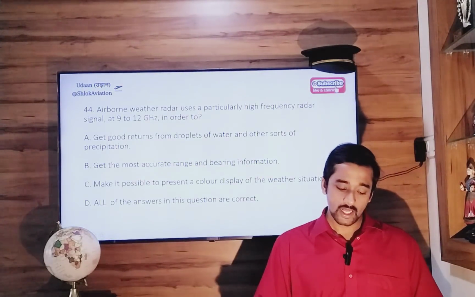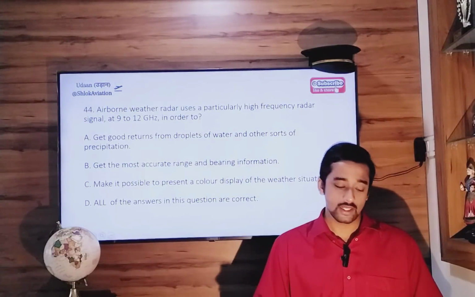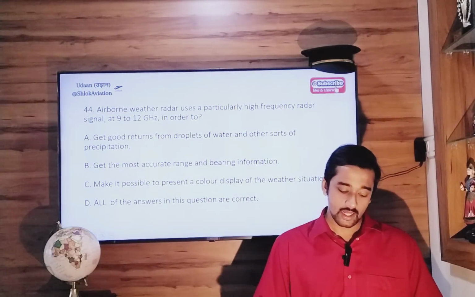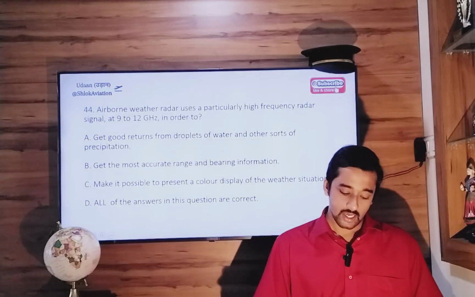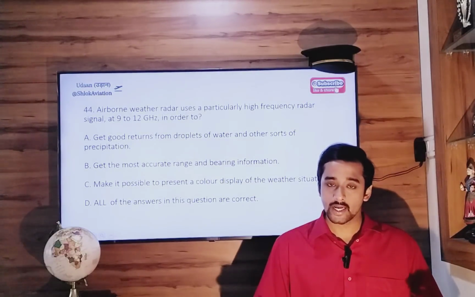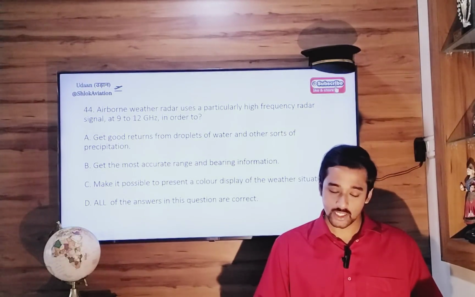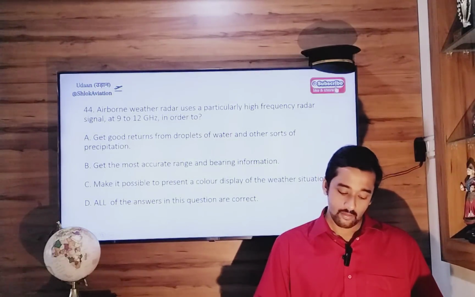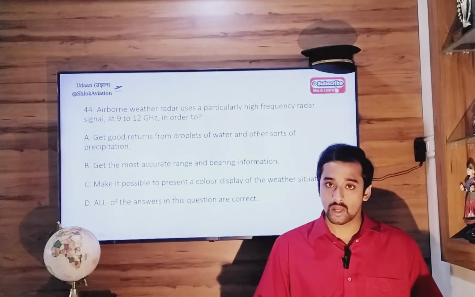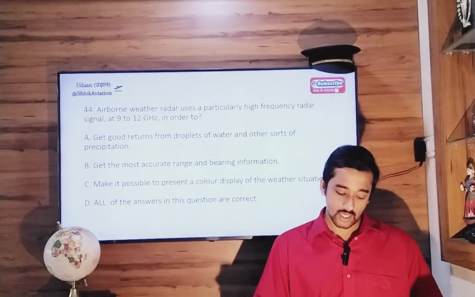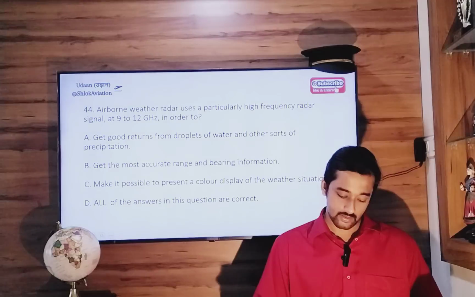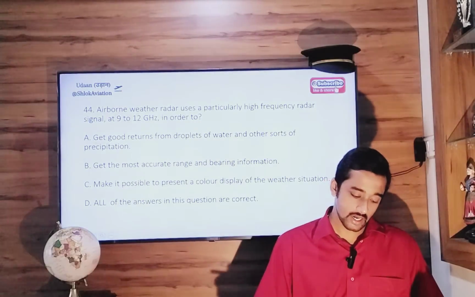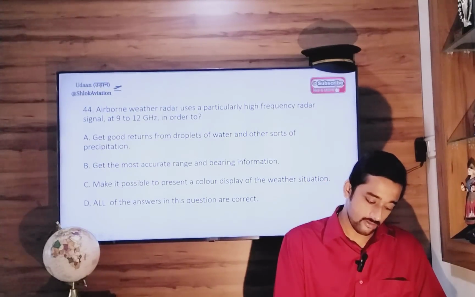44. Airborne weather radar uses a particularly high frequency radar band, 9 to 12 GHz, in order to get good returns from droplets of water and other sorts of precipitation, get most accurate range and bearing information, and make it possible to present a color display. All of the answers in the question are correct. So the correct option here is option alpha.